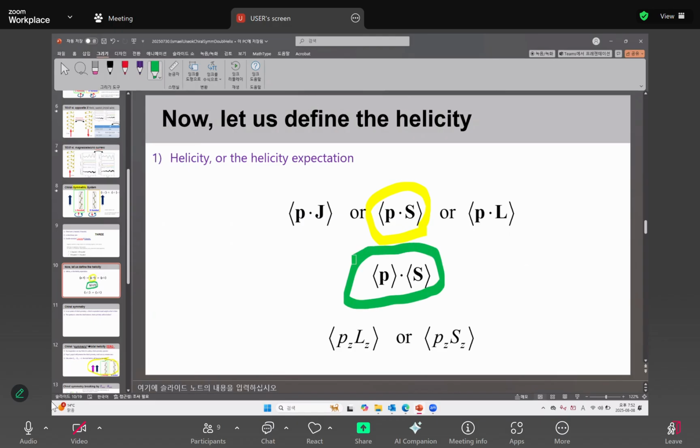Ismail, can you answer how we can define the helicity? Which would be a reasonable definition of helicity in the solid state context? Actually, the upper one, but I cannot explain why. Yeah, very good, very honest answer. I think this one would be the better definition of a helicity operator. Actually, I don't know.